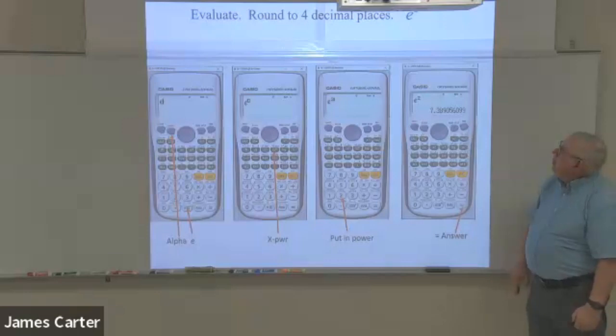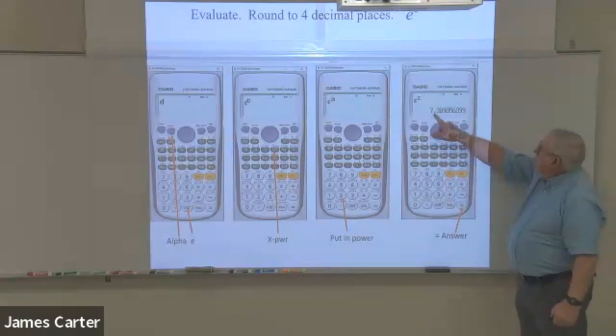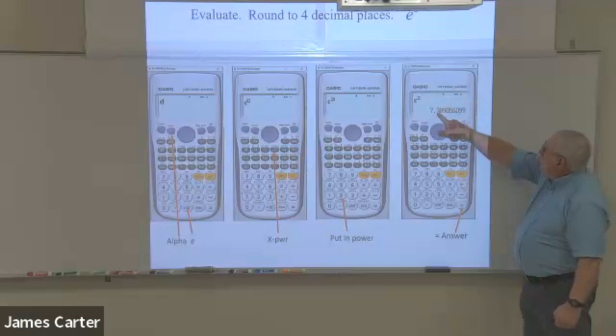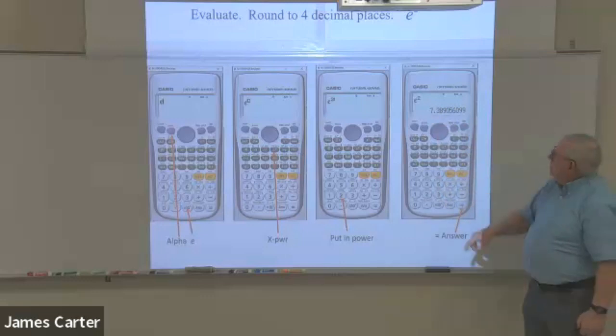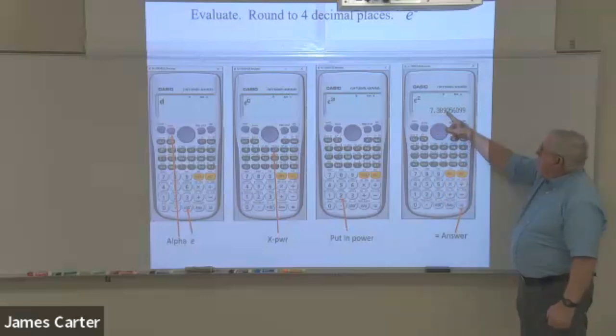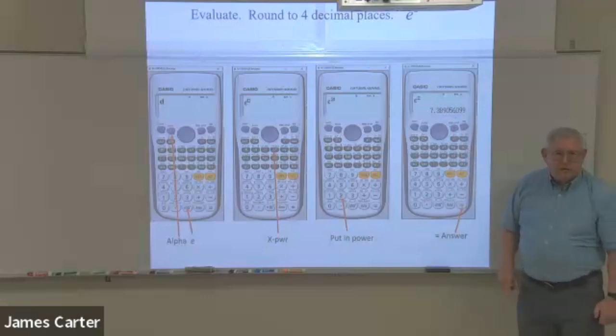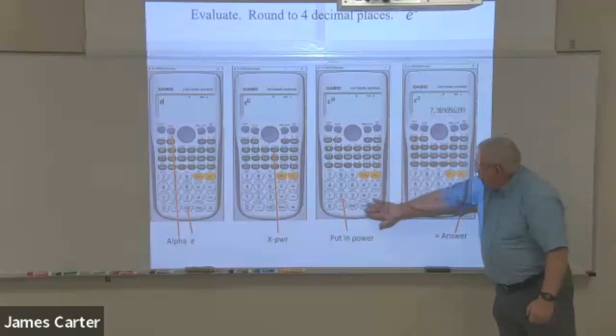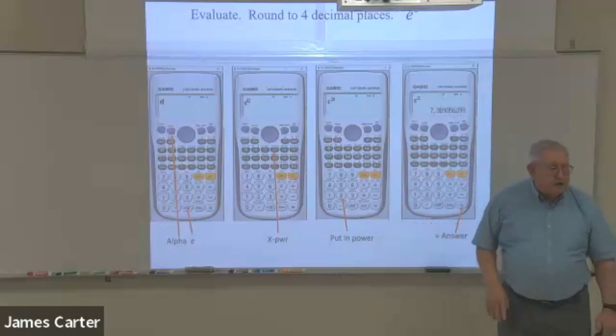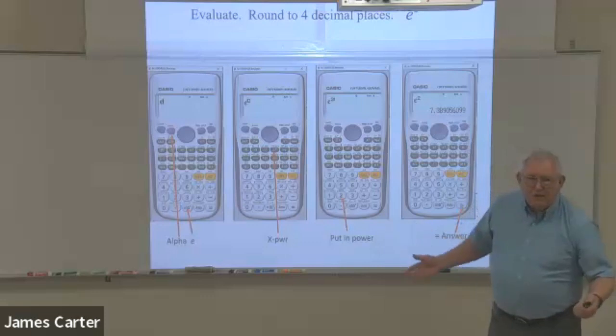Now, if I want to round this to 4 places, 1, 2, 3, 4, I've got a 0, but behind is a 5. So I'm going to have 7.3891 as my value there. But the main thing I'm doing here is showing you how to access stuff on this. That's what I'm really doing here.